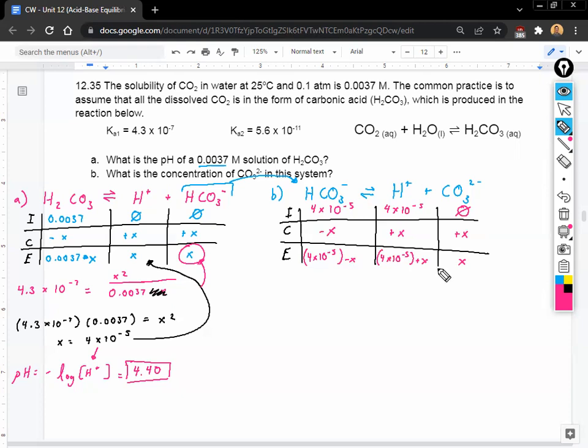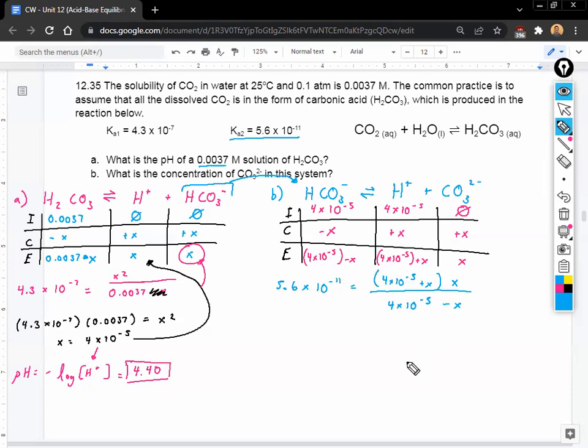And then from here, it gets a little bit more annoying with the Ka calculation. So let's plug this into the Ka formula. The Ka2, the second ionization, is going to be 5.6 times 10 to the negative 11. It is equal to the concentration of the products. So 4 times 10 to the negative 5 plus X, hold up, yeah, and then times X divided by 4 times 10 to the negative 5 minus X.